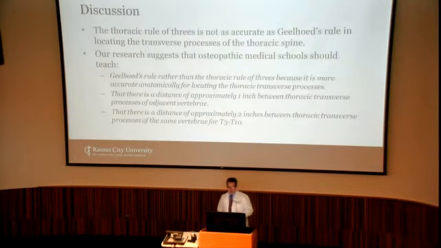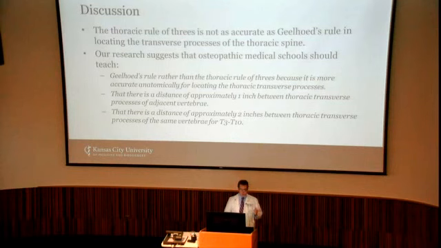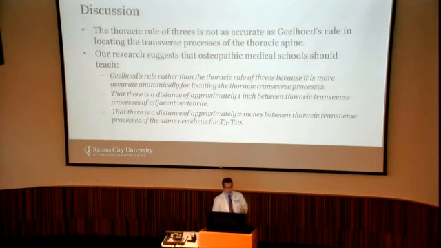So now what does this mean? As stated earlier, Gilhold's rule is more accurate than the thoracic rule of threes. Because of this, our research suggests that osteopathic medical schools should teach Gilhold's rule rather than the thoracic rule of threes because it's more accurate anatomically. We also believe that osteopathic medical schools should teach that there's a distance of approximately 1 inch between thoracic transverse processes of adjacent vertebrae and approximately 2 inches between thoracic transverse processes of the same vertebrae for T3 through T10.